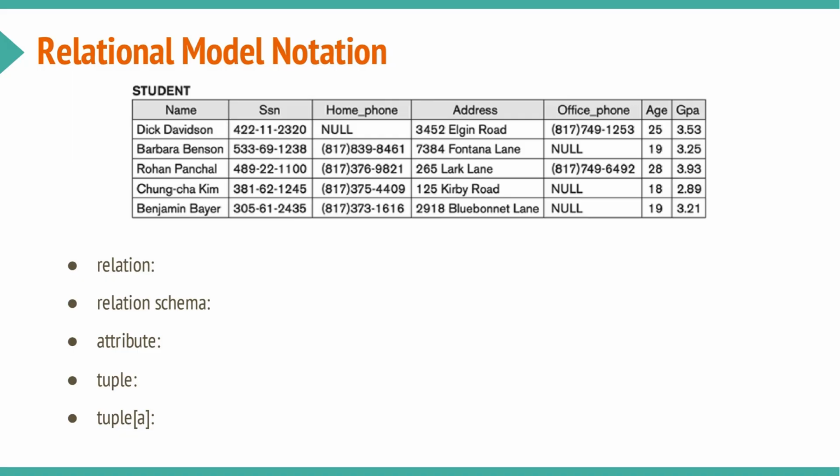Okay, quick review. Let's look at our student table. We call the whole table a relation. We call the plan for the table the relation schema. We call one column, like age or GPA, an attribute. And we call one row, like the information, a tuple. And if t is the row for Rohan, then t.name would be Rohan Panchal.